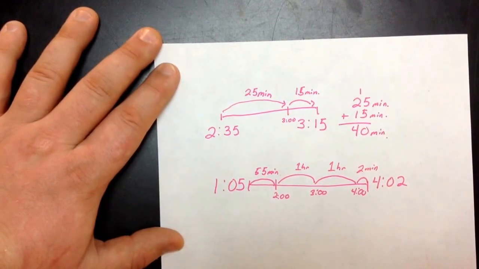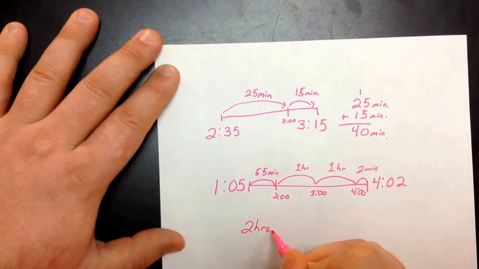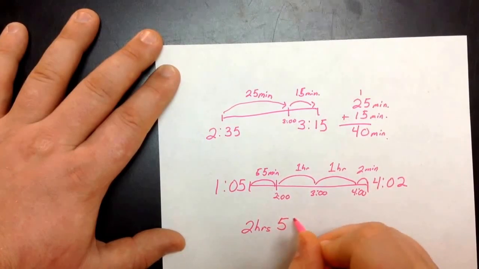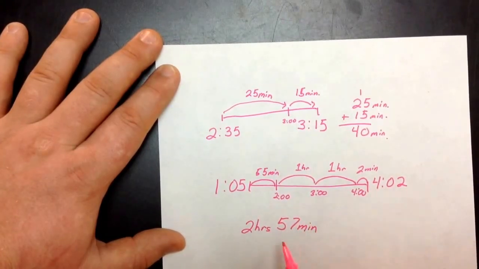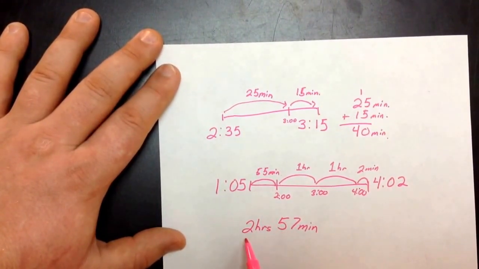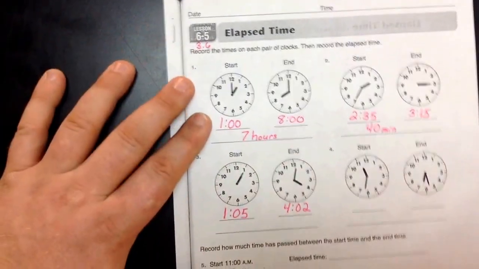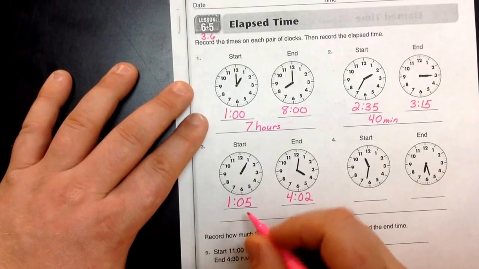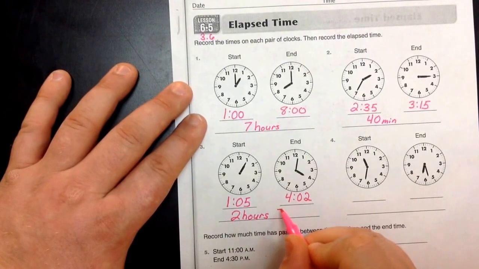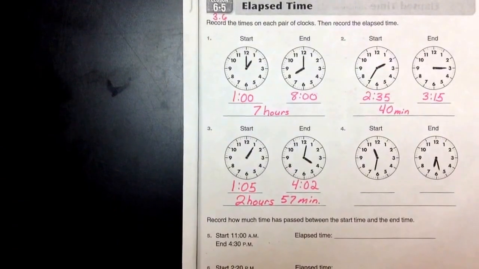So when we add that all up, we keep our hours separate, 2 hours, and then our 55 minutes and 2 minutes is 57 minutes. And we don't quite hit that 60 minutes in the hour. If we did, we'd have to roll another hour in. Let's take a look and put it over here. Our answer again was 2 hours and 57 minutes.